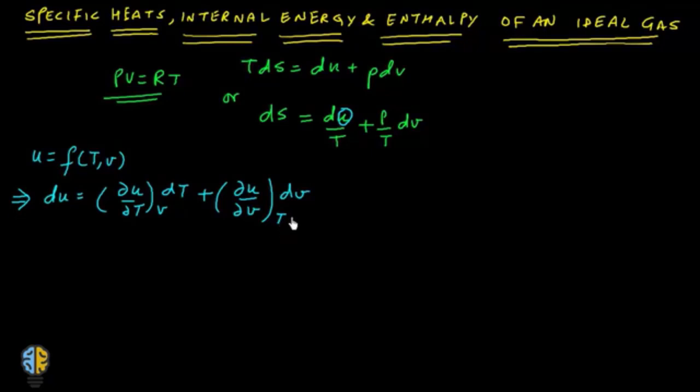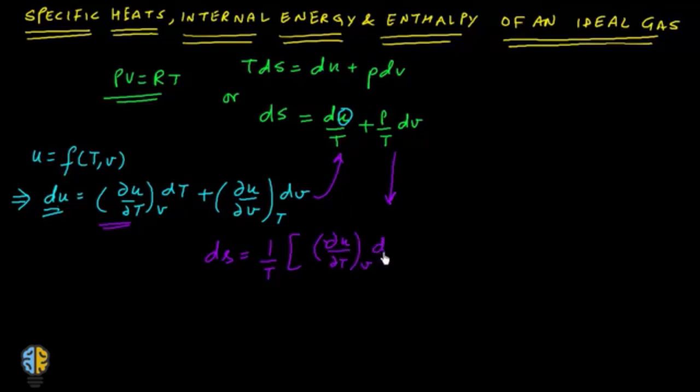Now when you look at this equation and substitute the value of dU in the above equation, you get dS equal to 1/T into dU, that is this complete expression, and this becomes (∂U/∂T) at constant volume times dT, plus (∂U/∂V) at constant temperature times dV, plus (P/T) dV.